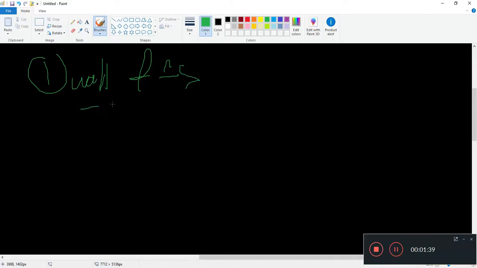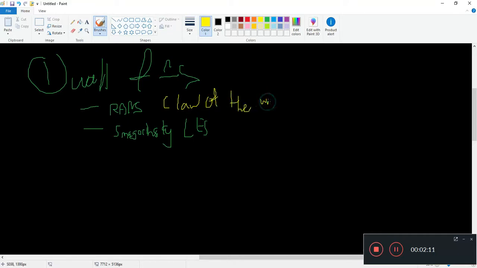We saw how it was done for the Reynolds-averaged Navier-Stokes. We saw how it was done for the Smagorinsky model, the LES model, large eddy simulation. So far we have talked about a law of the wall.